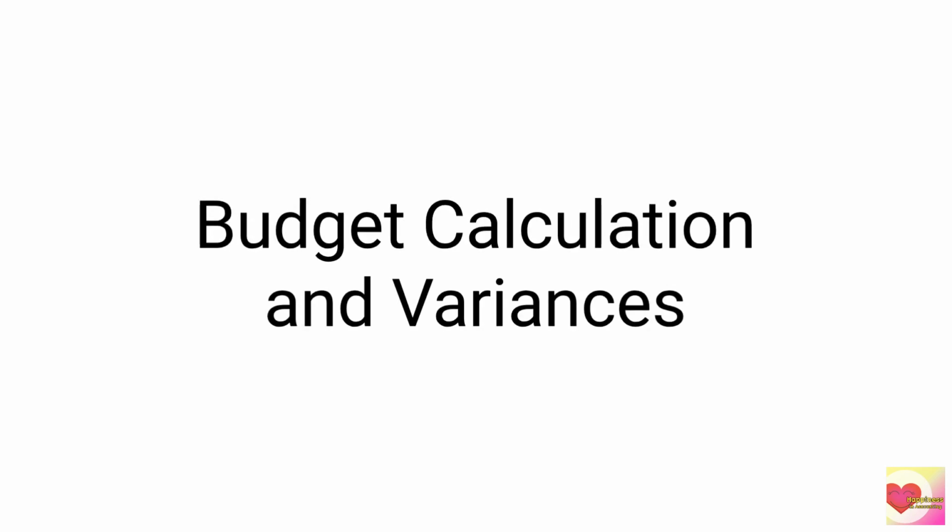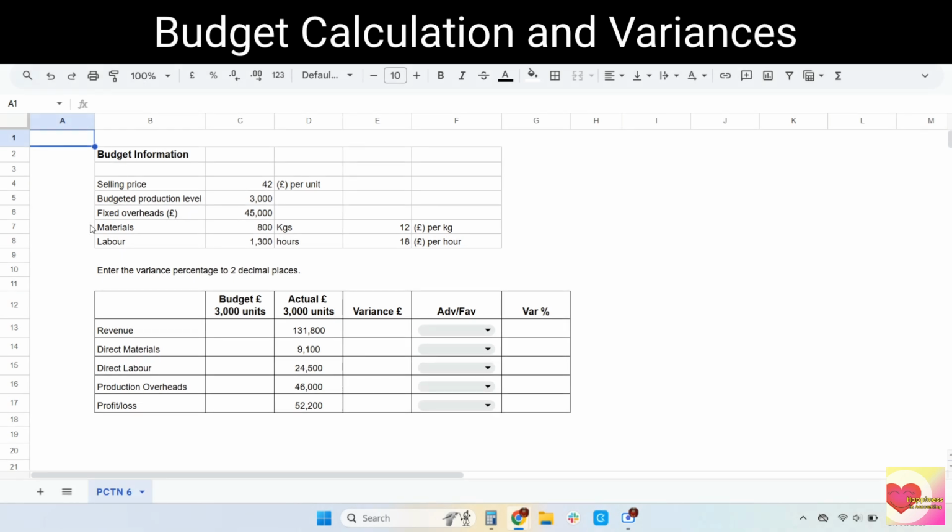This video is about principles of costing, and today we're going to talk about budget calculation and variances. Let's go to our example. We have here the budget information. We have the selling price, the budgeted production level, and the costs. Then we have to complete this table.